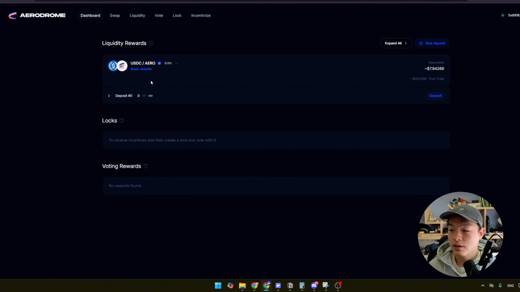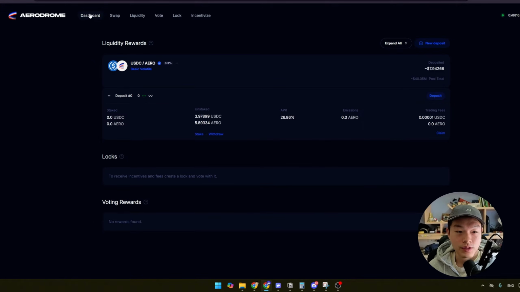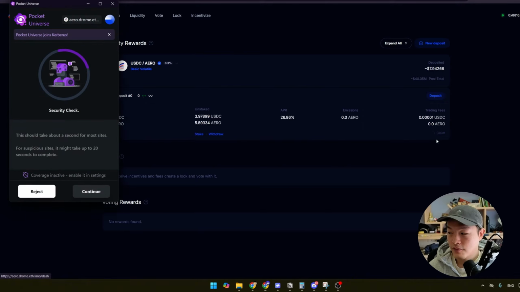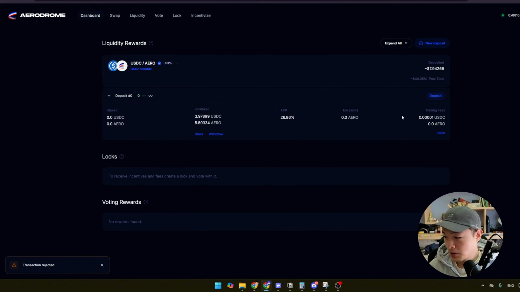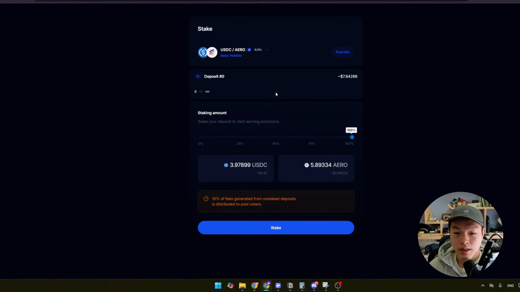And then after you add the liquidity here, what you're going to see on the dashboard tab is your liquidity pool position. Then from here, it's going to actually accrue some trading fees. And if I hit claim here, you're going to see that I would be earning both Aero and USDC, right? If that's my goal, then I don't want to be staking my liquidity. But if my goal is to earn some Aero emission, which is around 26-27% APR right now, I want to be staking my liquidity.